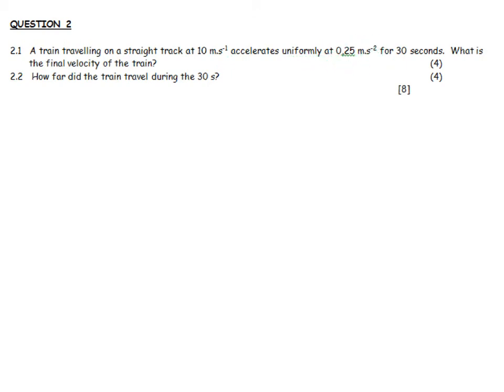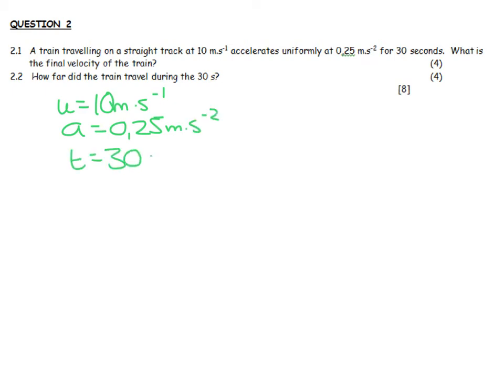A train is traveling along a straight track at 10 meters per second and accelerates uniformly for 30 seconds. So let's write out our information and get it clearly down. Initial velocity 10 meters per second, acceleration 0,25 meters per second squared, time 30 seconds, final velocity is what I'm looking for. So the best equation to use is simply v is equal to u plus at. Substitute in the information.